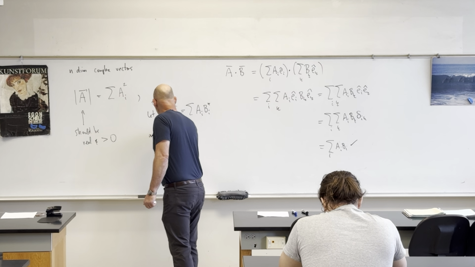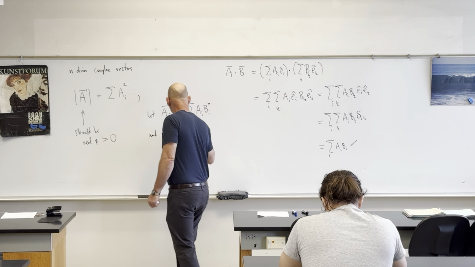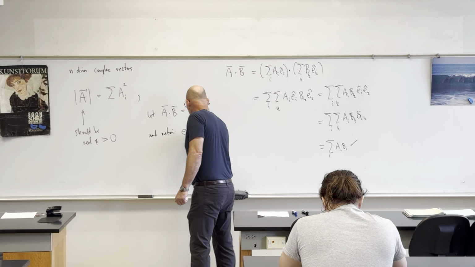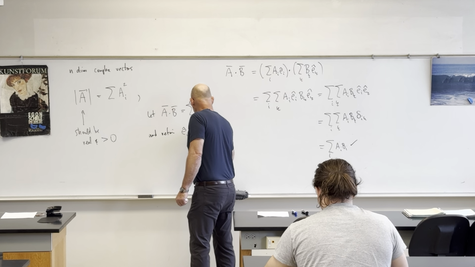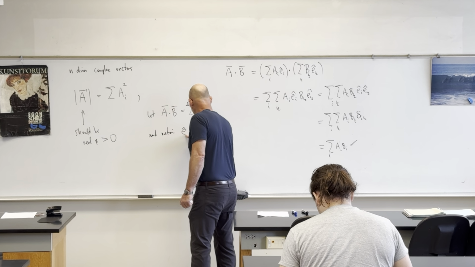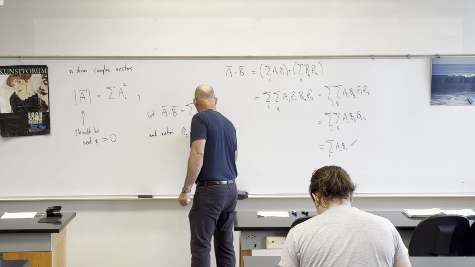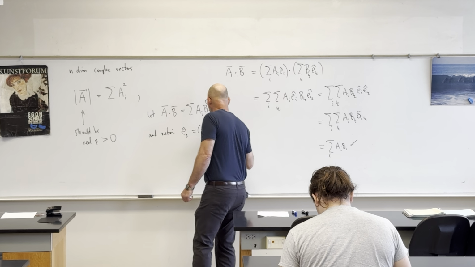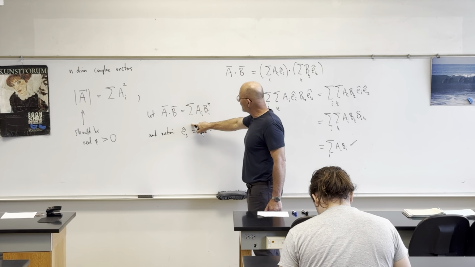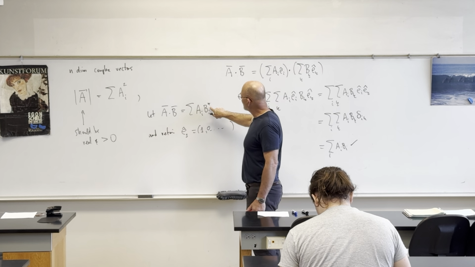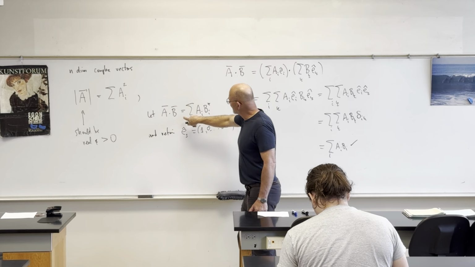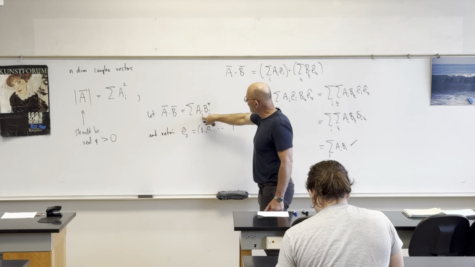So I'll write this and retain your e sub i hat. For example, your e sub 1 hat equals 1, 0, etc. Okay? So you're going to retain your unit vectors, but for your coefficients, you're going to make the scalar product in this form.